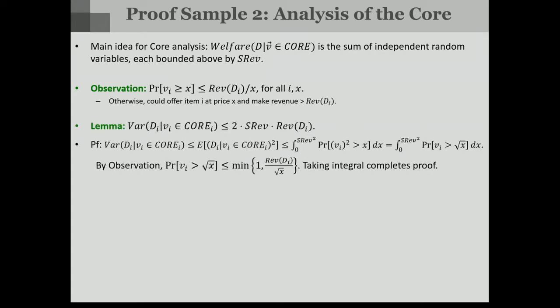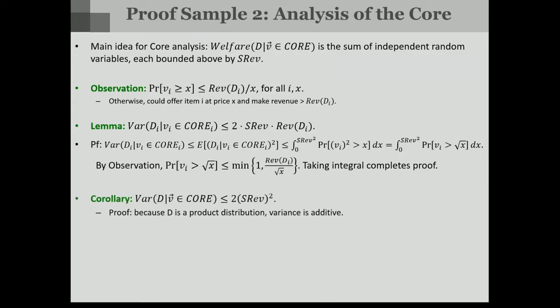Okay, and it turns out that this observation alone is enough for us to bound the variance of your value for item i conditioned on being in the core. It turns out that it's upper bounded by 2 times Srev times the revenue of selling just item i separately. And so really all that's going on is this is a chain of inequalities, and the last step is just going to be evaluating this integral. So maybe if you want to try and go through that, I'll leave it up there, but I won't go through it slowly.